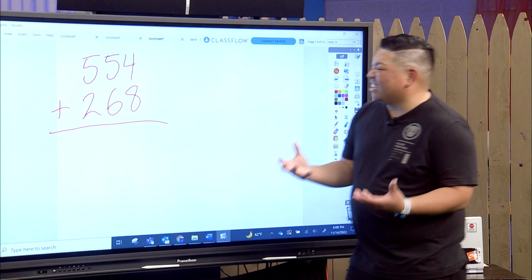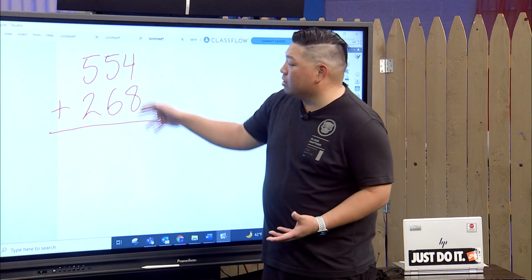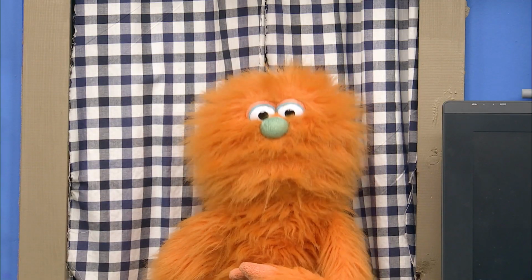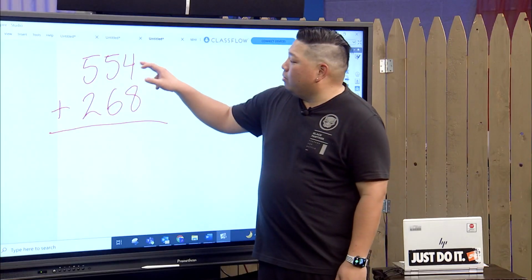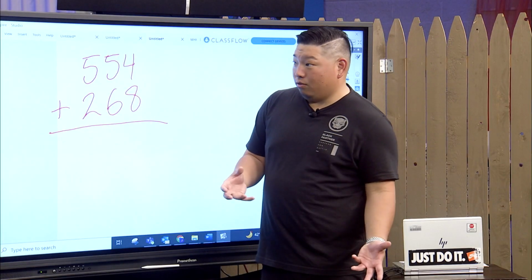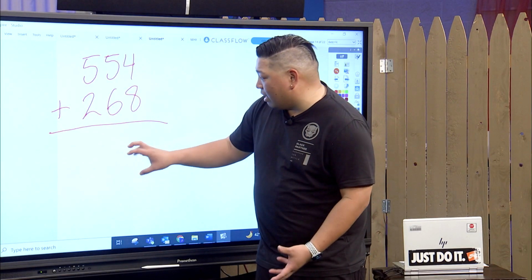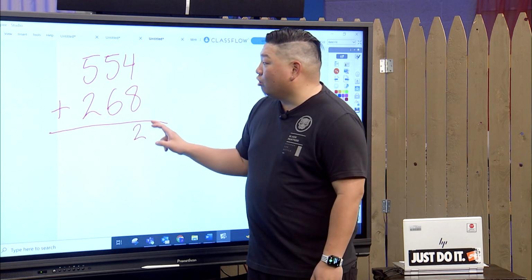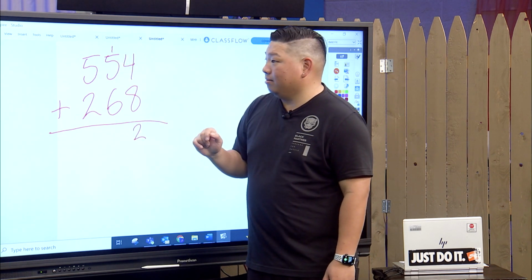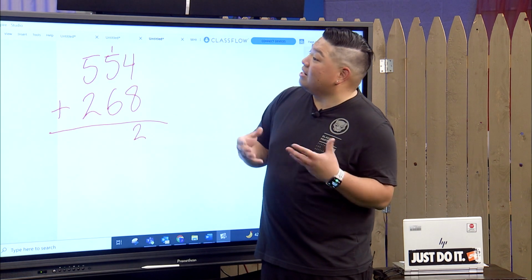Gotcha. Let's just go ahead and take a look at how we can practice adding our ones place and regrouping as we go. So 8 plus 4 ones is going to give us 12 ones. So instead of writing 12 down here, I'm just going to write the 2 and regroup the 10 into the tens place. Got it. So now we can add that when we add our tens together.